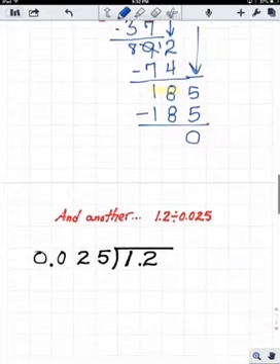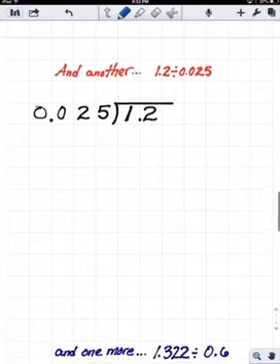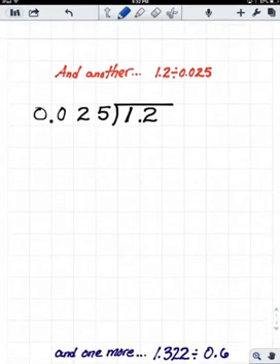And now here's one more. 1.2 divided by 25 thousandths.